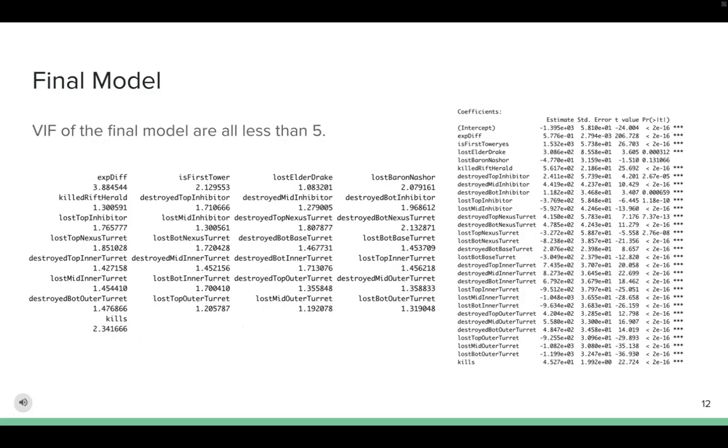After removing all unnecessary predictors, we get our final model. And fortunately, in our final model, all VIF are less than 5, which means they are not highly related.